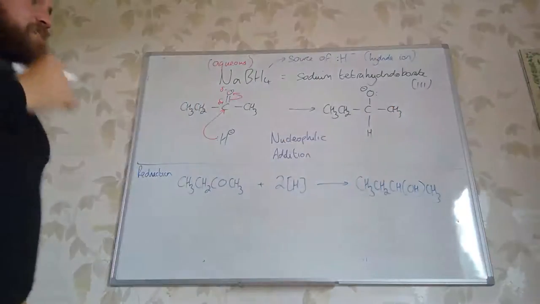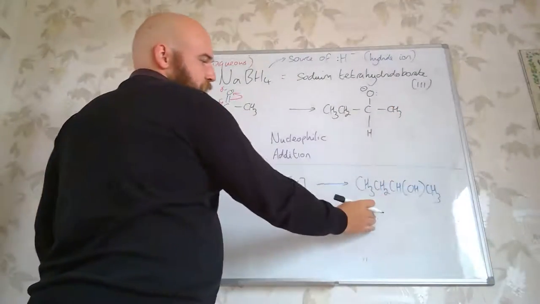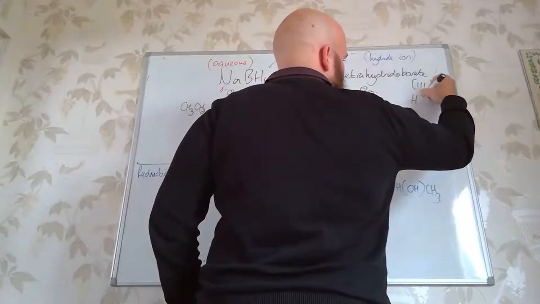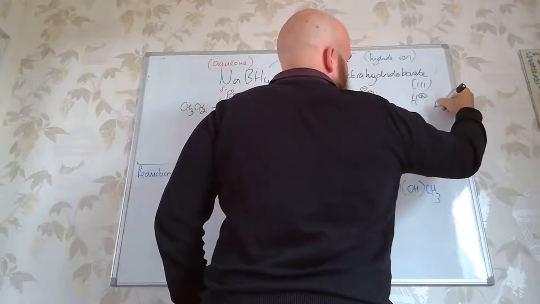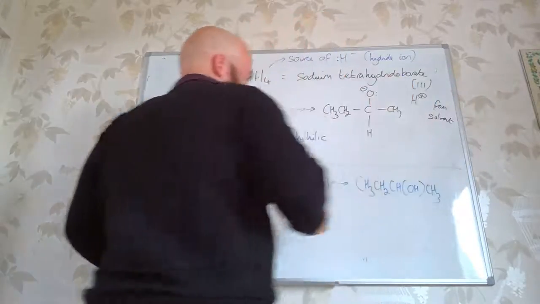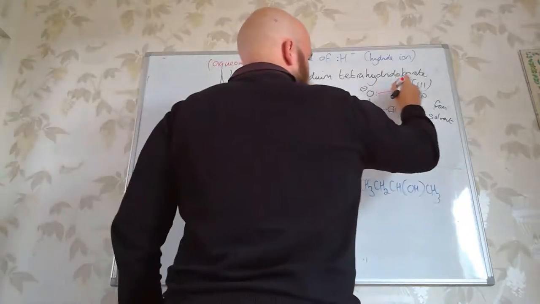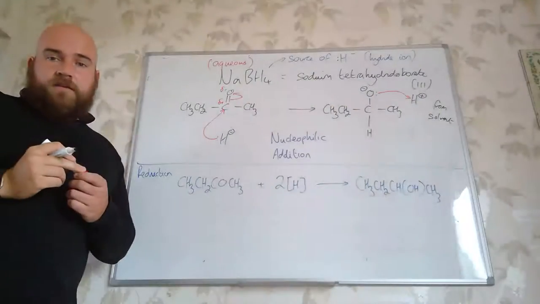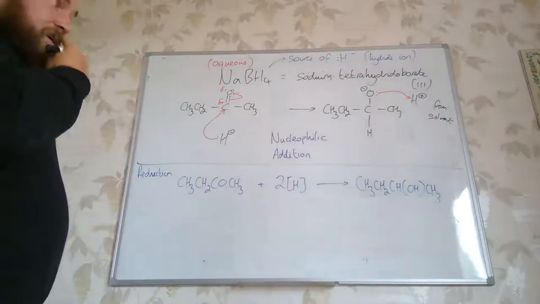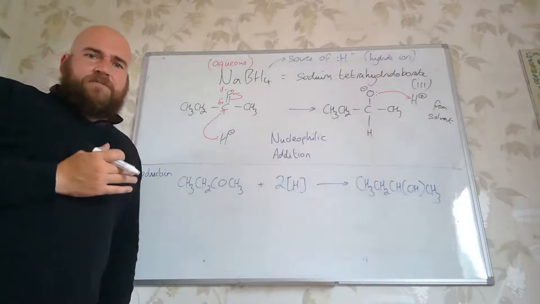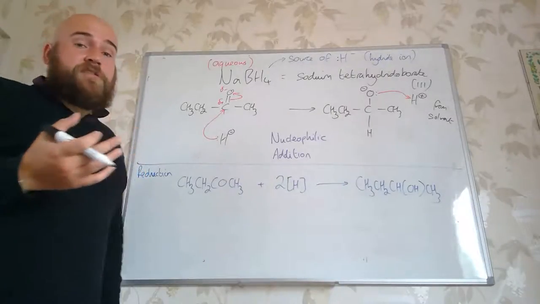And then how are we going to stabilize this anion to make our product? Well, the O needs to gain a hydrogen ion from somewhere, and it comes from the solvent. And there you go. So it's as simple as that. Well, it's one of the nicer mechanisms, I think, for nucleophilic addition.